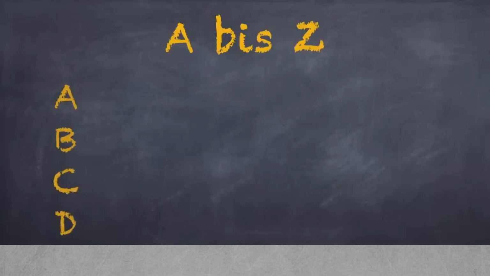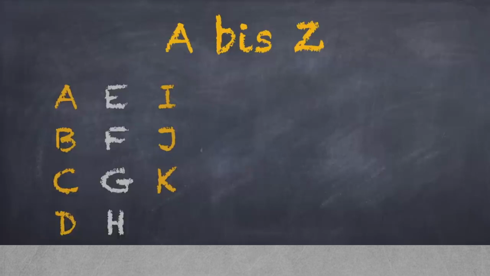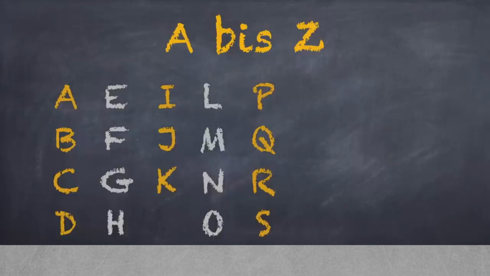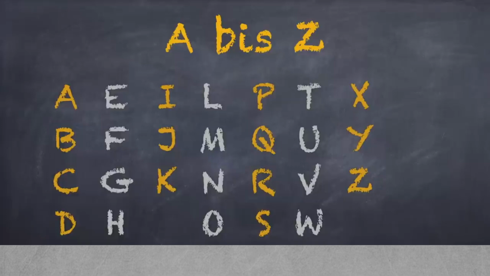Let's quickly revise the pronunciations once again. A, B, C, D, E, F, G, H, I, J, K, L, M, N, O, P, Q, R, S, T, U, V, W, X, Y, Z, Ä, Ö, Ü, SZ.